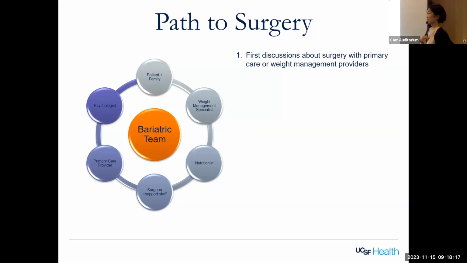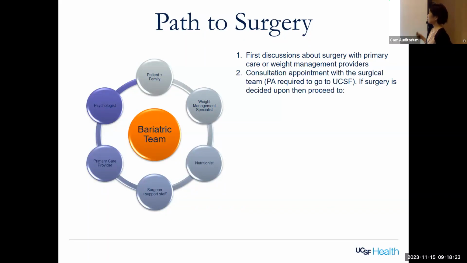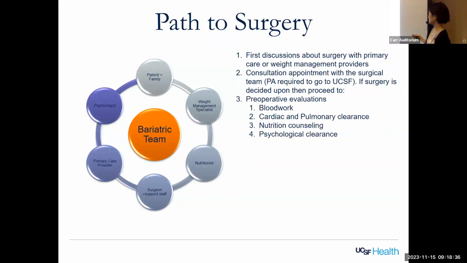That can happen with weight management providers such as me or Diana, or often with primary care providers. The first step is to get a consultation with the surgery team. It requires a prior authorization if you have Medi-Cal. And then we send them often to UCSF or another provider depending on the insurance.